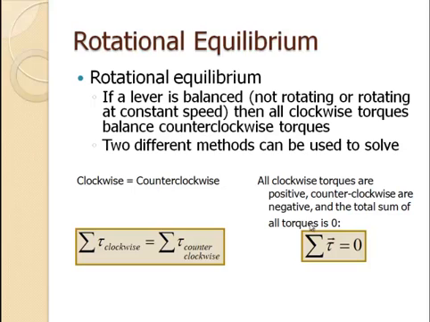Typically, there are two different methods that can be used to solve these. The first is to set the sum of all the clockwise torques equal to the sum of all the counterclockwise torques.